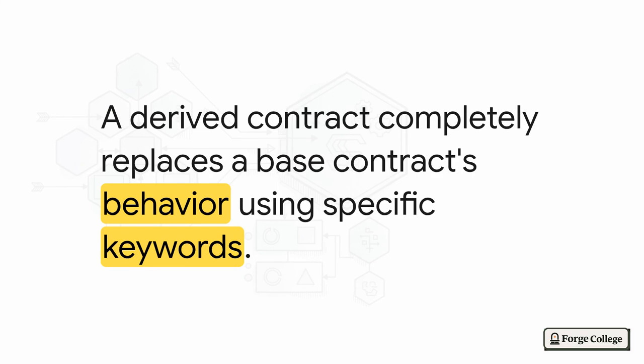Imagine you have a generic payment processor base contract with a default settlement function. If you deploy a highly specialized version of that processor, you might need entirely different settlement logic to save on gas costs. Overriding lets you specialize that behavior.